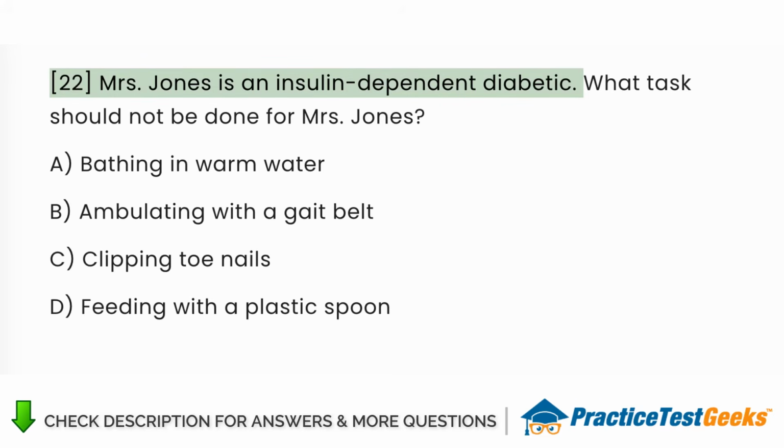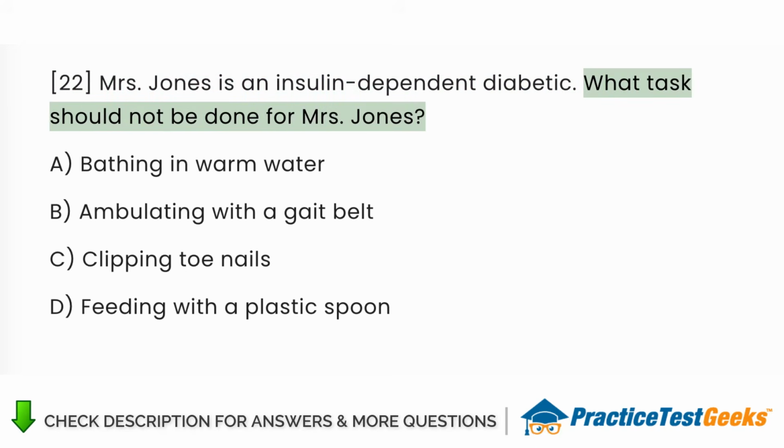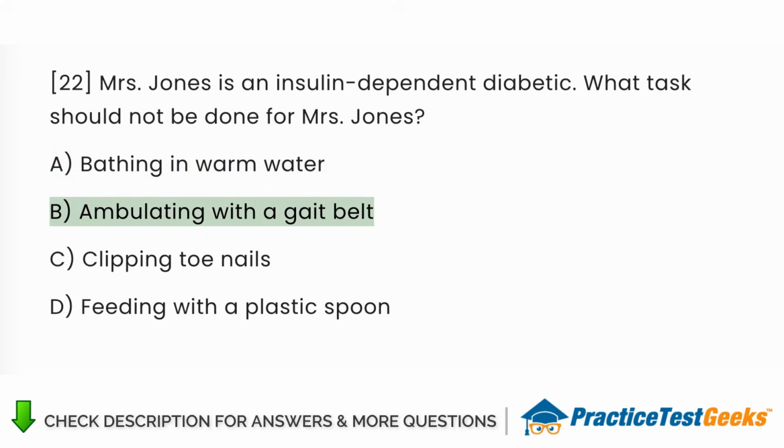Mrs. Jones is an insulin-dependent diabetic. What task should not be done for Mrs. Jones? A. Bathing in warm water. B. Ambulating with a gait belt. C. Clipping toenails. D. Feeding with a plastic spoon.